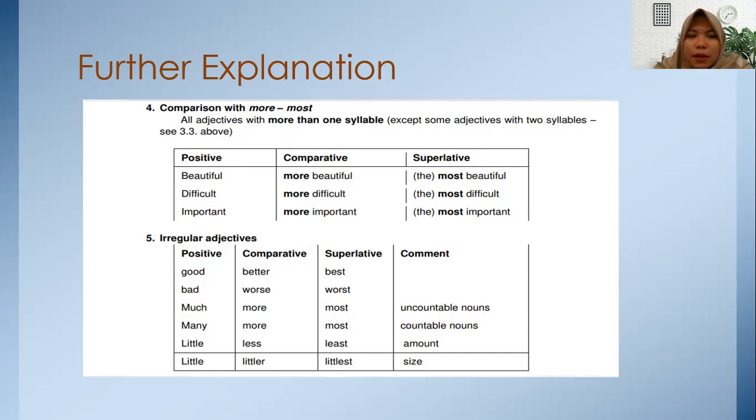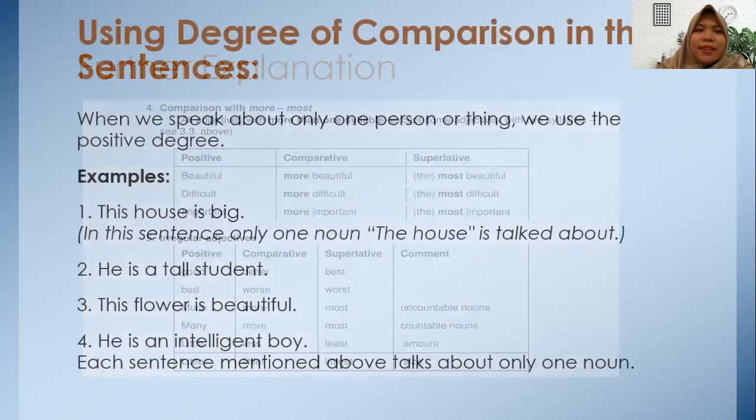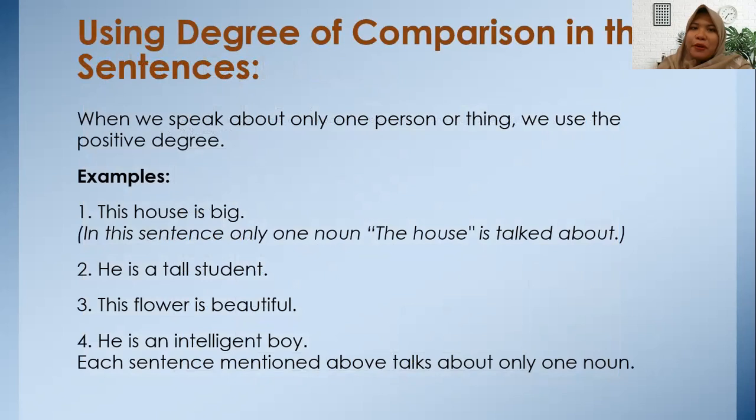And then such words like bad, worse, much, more, most, many, more, most, little, less, least. This is the irregular adjective. So I hope you can memorize these irregular adjectives, because it's not too many. So I think it's easier for you to memorize this. So how are you going to use the degree of comparison in the sentence?